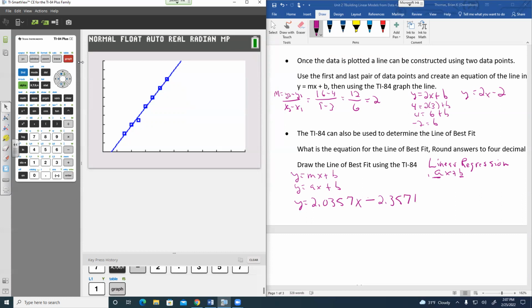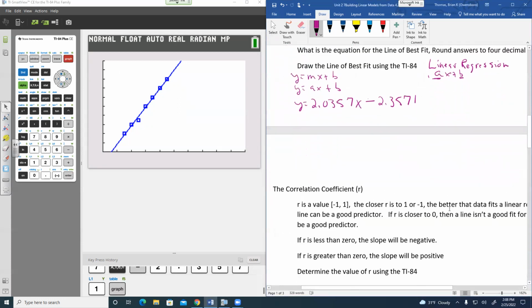And notice that the line of best fit has to pass through most data points. That's what we're trying to do here with the line of best fit, draw a line that best passes through all the data. In that case, it looks really good. Okay, so let's see what else we have over here.